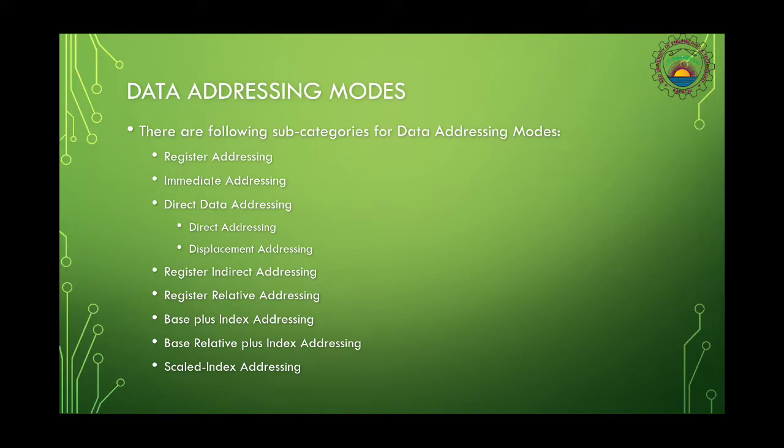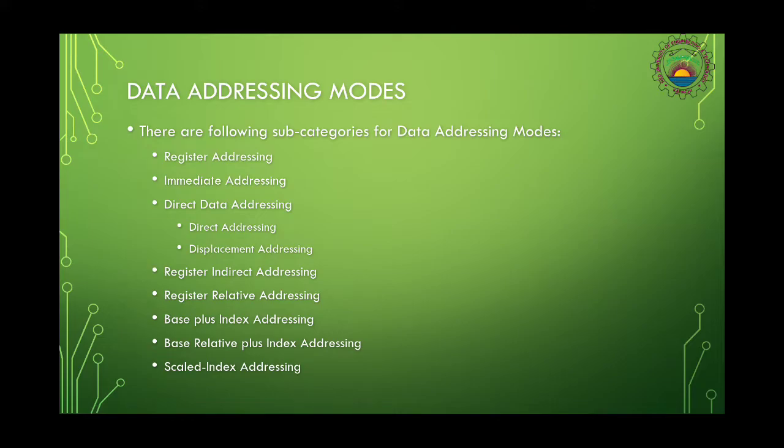So here in this slide you are having a list of addressing modes, data addressing modes. First one is register addressing. In register addressing, both of the operands will be processor registers. So data will be transferred from one processor register to another processor register. So there will be no involvement of memory in this mode.